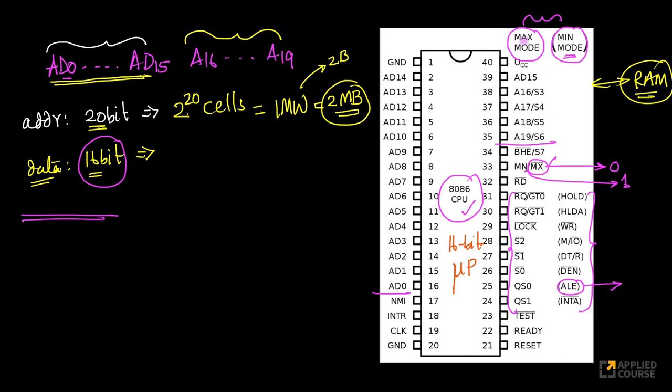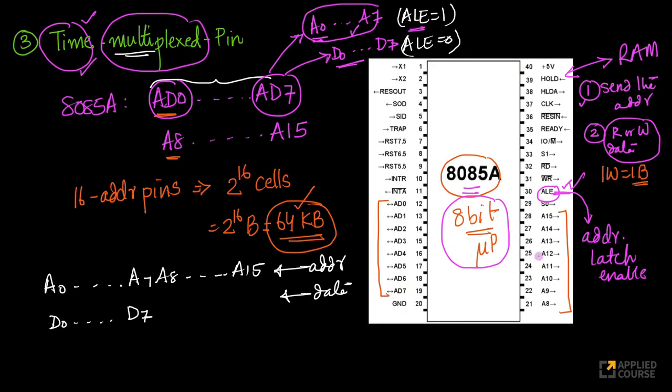First, I have to work in my min mode, which means I change this pin value to 1. The moment I change this pin value to 1, then this 25th pin is interpreted as an ALE pin. And we learned what the ALE pin is, right?